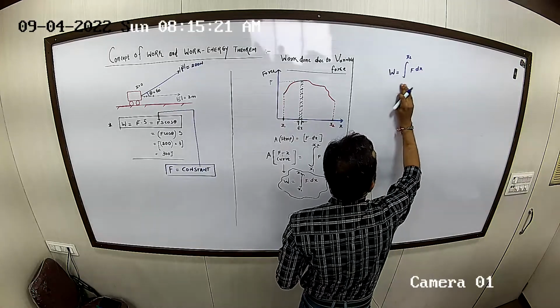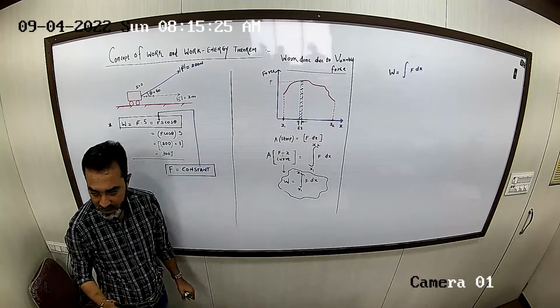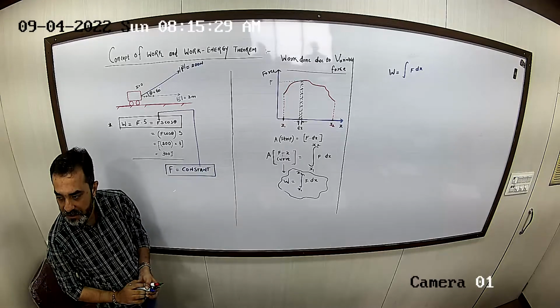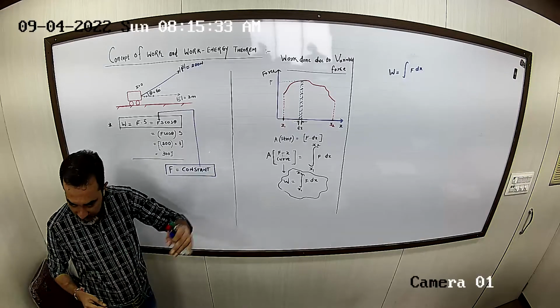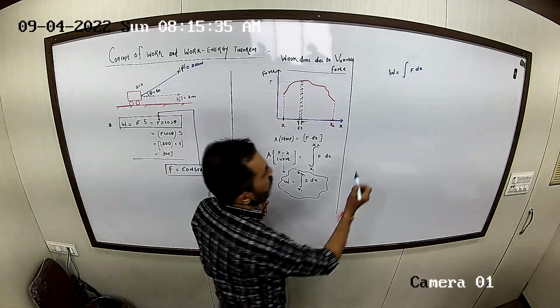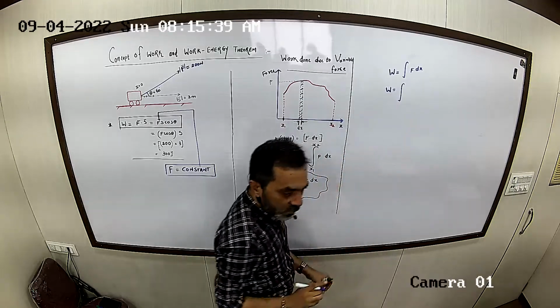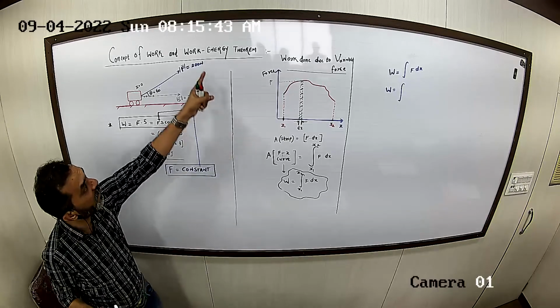Let's not consider the limits. The limits are as per the question. So W is equal to integral F dx, समझ में आ रहा है? What is integration? Addition. एक strip, दूसरा strip, keep on adding the area of each strip. Most of the time, now coming to very important point, work energy theorem.